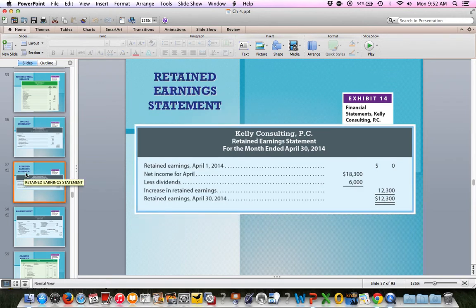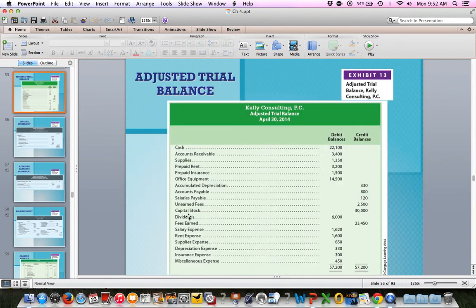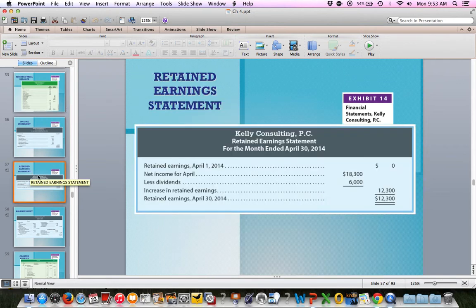Okay. So remember that $18,300 for this business. It's brand new. Its first month of activity was the month of April, and so we had 0 retained earnings beginning. We add net income, and then we take out dividends. Okay, $6,000 worth of dividends. If I go back to the adjusted trial balance, I can see dividends right here with the debit balance. Okay, that's where that came from. So that leads me down to $12,300 for retained earnings.